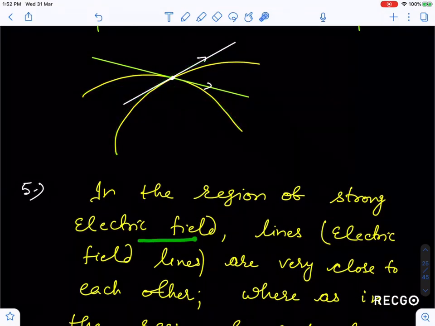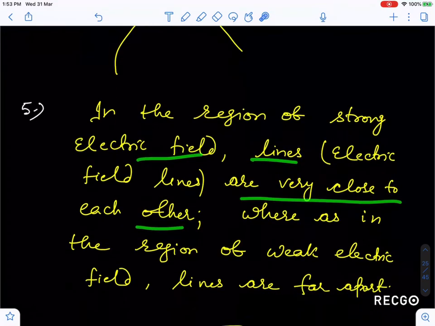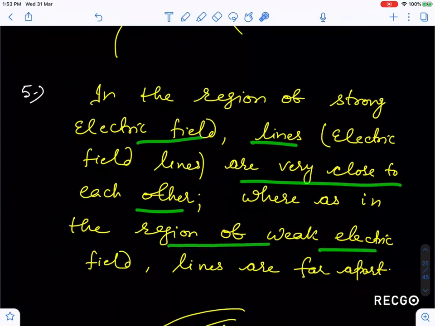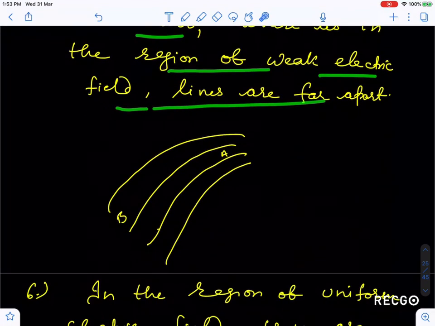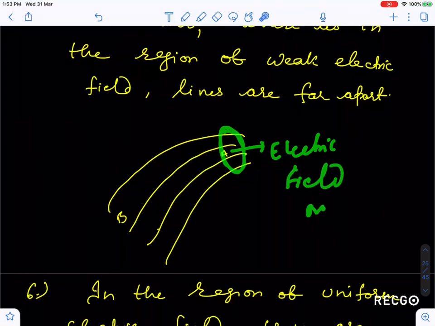In the region of strong electric field, the density of field lines is more, or field lines are close to each other, whereas in the region of weak electric field, lines are far apart. So I can say that field lines are close together here, so electric field is stronger here, and electric field is decreasing here, so it is less here.